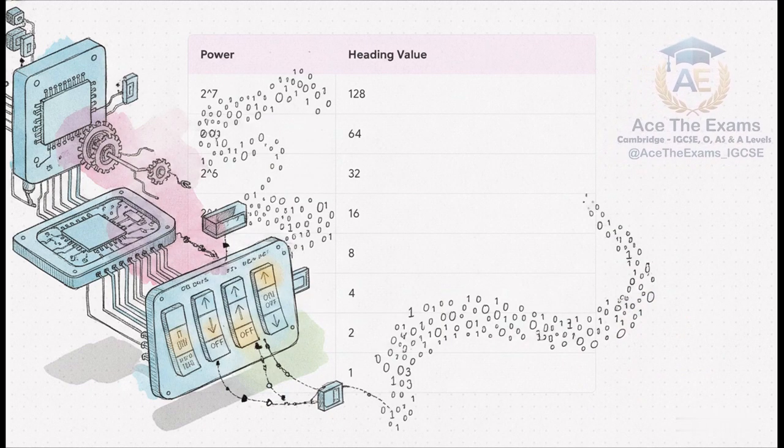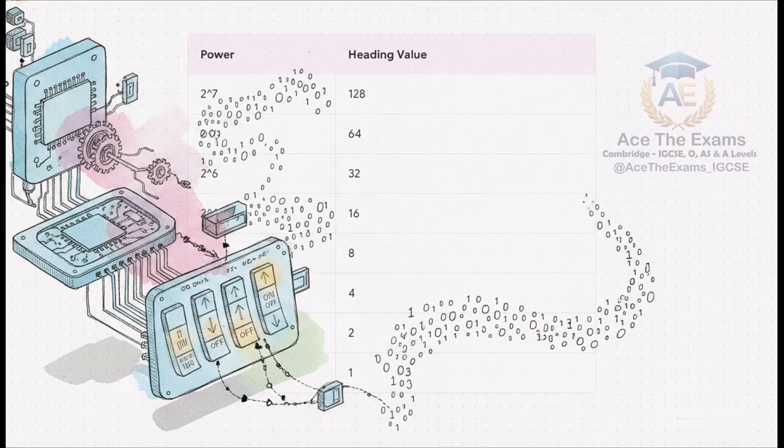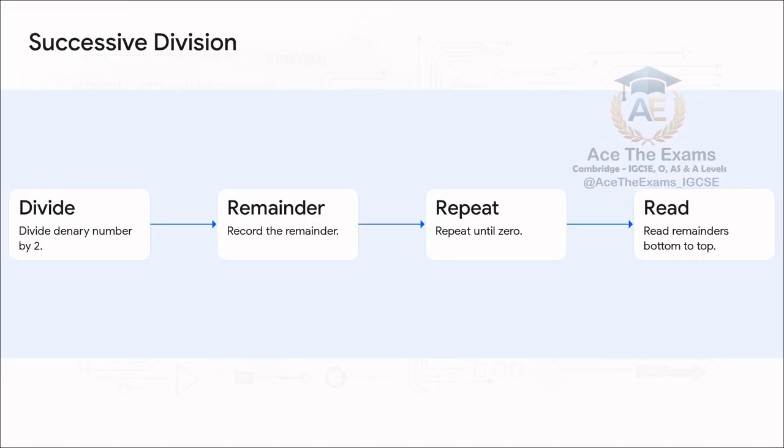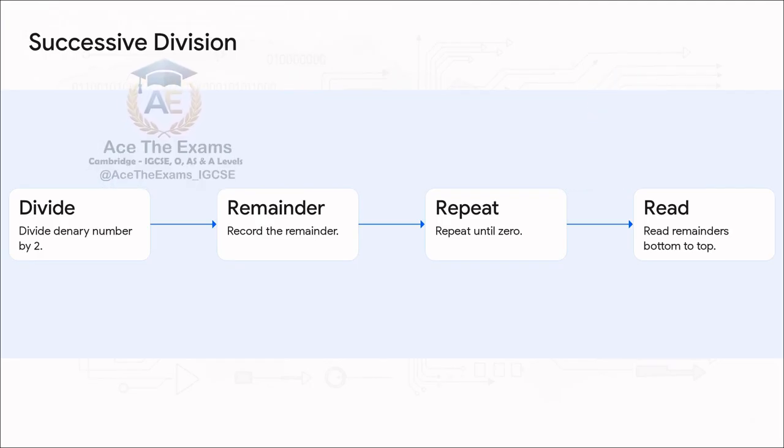That represents 2 to the power of 0 all the way up to 2 to the power of 7. Seriously, burn these heading values into your memory. This is your mental dashboard. And this setup brilliantly illustrates how we convert positive denary numbers, the everyday base 10 numbers you and I use, into this machine-readable binary format.